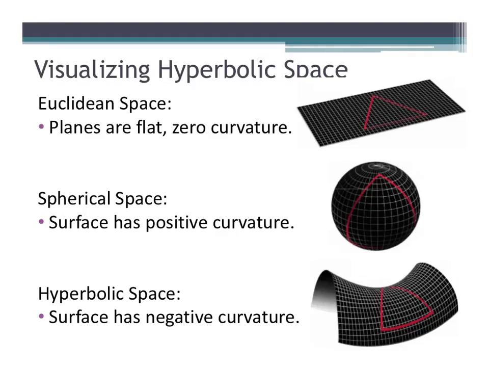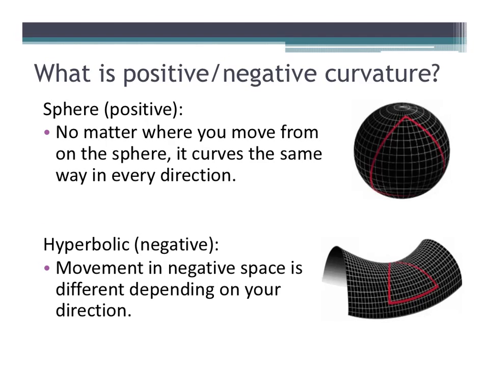If you think about the Euclidean space, planes are flat, so planes in Euclidean space have zero curvature. Spherical space is different than Euclidean because its surface has a positive curvature. And hyperbolic space has negative curvature, and we'll discuss positive and negative curvature on the next slide. If you're talking about positive curvature, then no matter where you are on the sphere, it curves the same way in every direction.